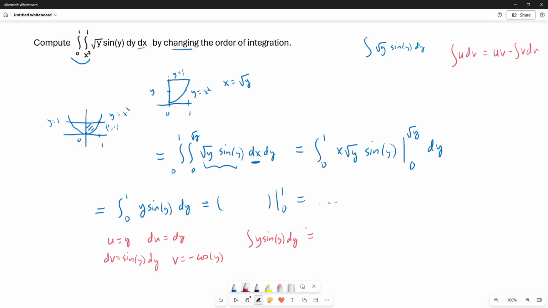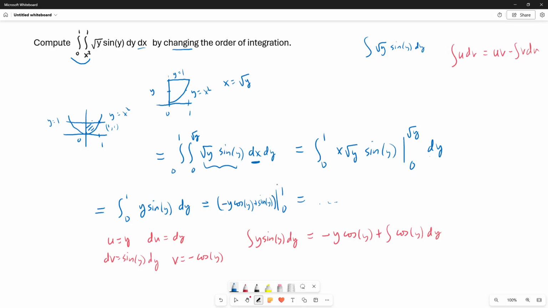So the integral of y sine y, according to integration by parts, is uv. Uv is negative y cosine y minus the integral of v times du. V times du is negative cosine y dy. So negative cosine y, and we had a minus here, so the two negatives just make a plus, and the integral of cosine is sine. So our antiderivative is negative y cosine of y plus sine y.